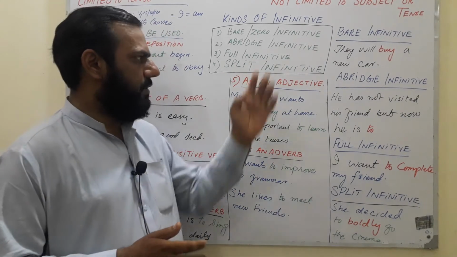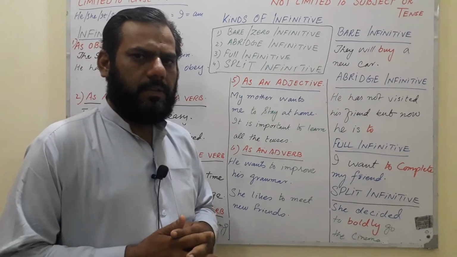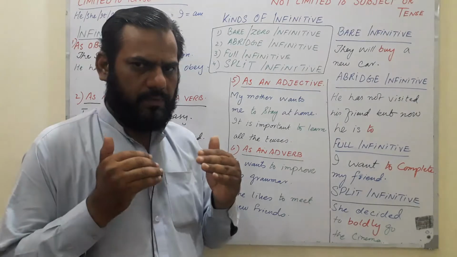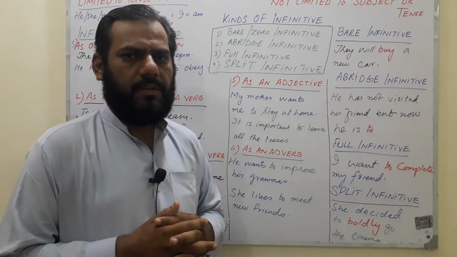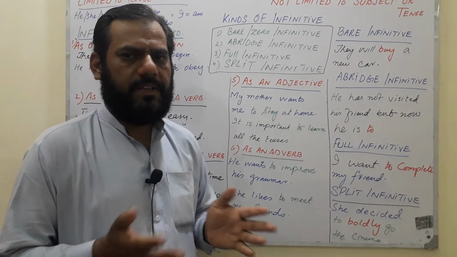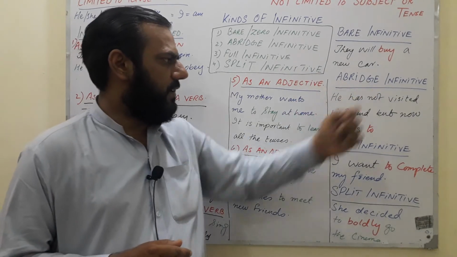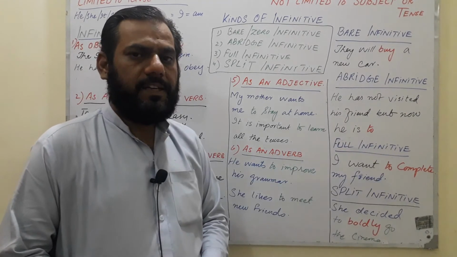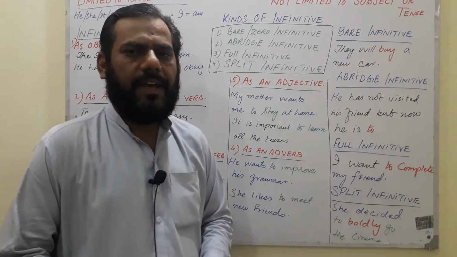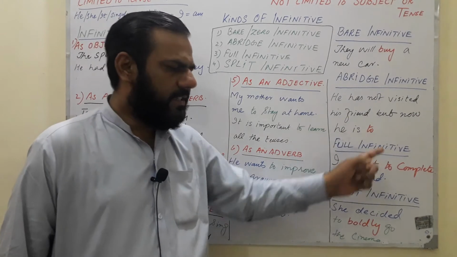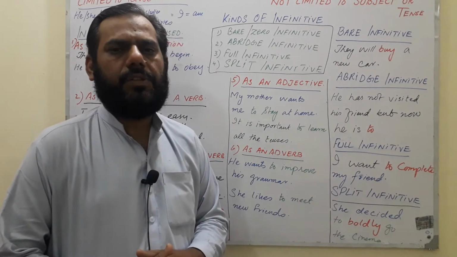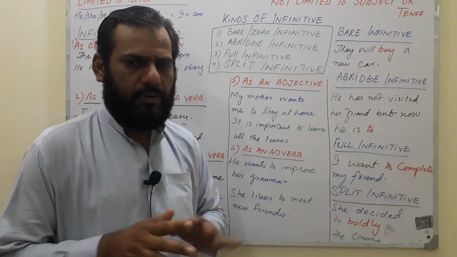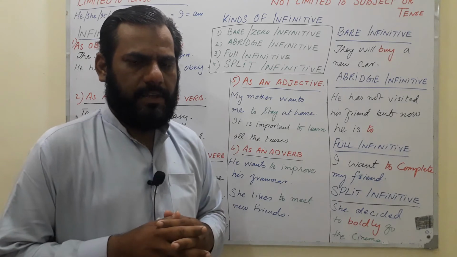The second one is abridged infinitive. In this sentence, you will see that once the verb has been mentioned, the second time it is not going to be mentioned again. How? Abridged infinitive, like: he has not visited his friend, but now he is to. It means that the word visited has been mentioned before, and in the next sentence I have written only to. It means that I have hidden the previous word. I don't want to repeat it. So that is called abridged infinitive.